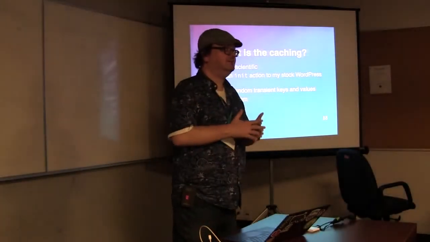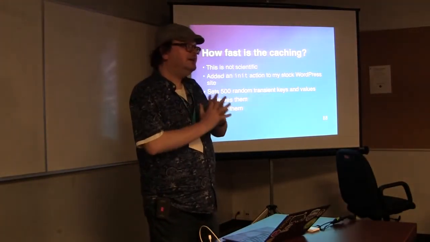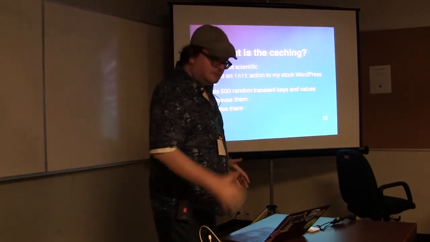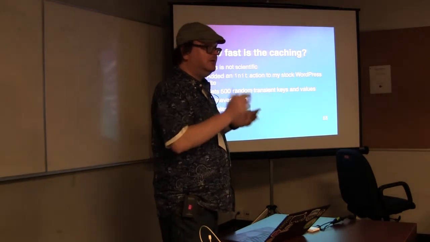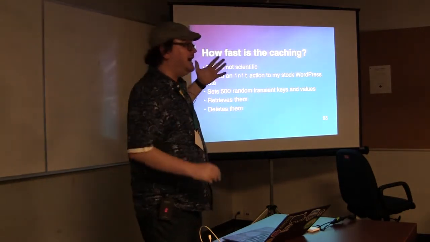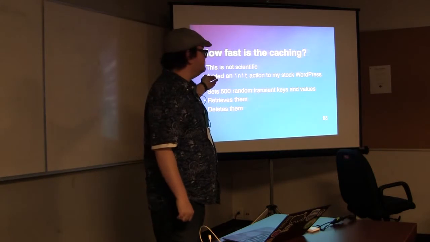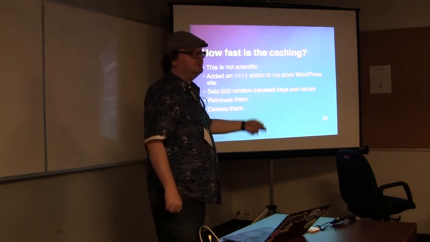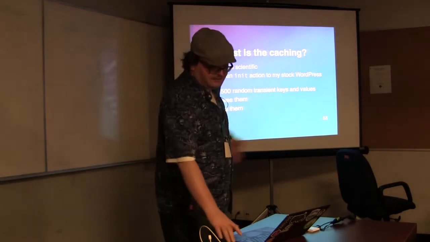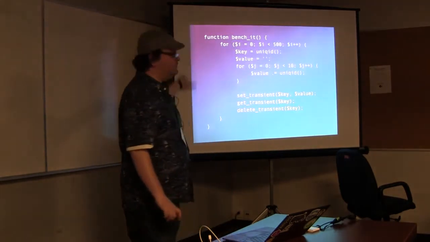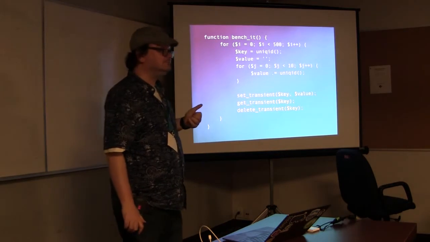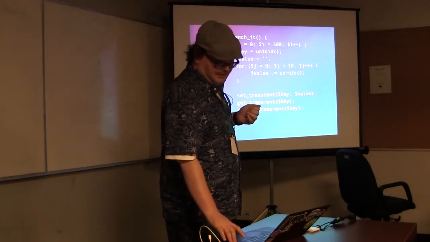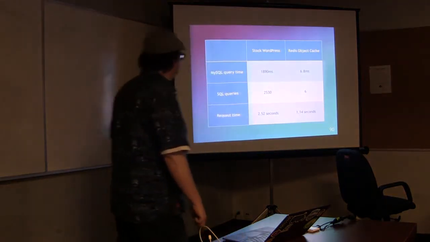And how fast is it? I'm no scientist. I barely graduated from Bovine University. But I am able to give you a rough benchmark. I added an init action to this stock WordPress site that just sets 500 random transient keys and values, then retrieves them, then deletes them. This is what it looks like if you're curious, and this is what it looks like in table form.